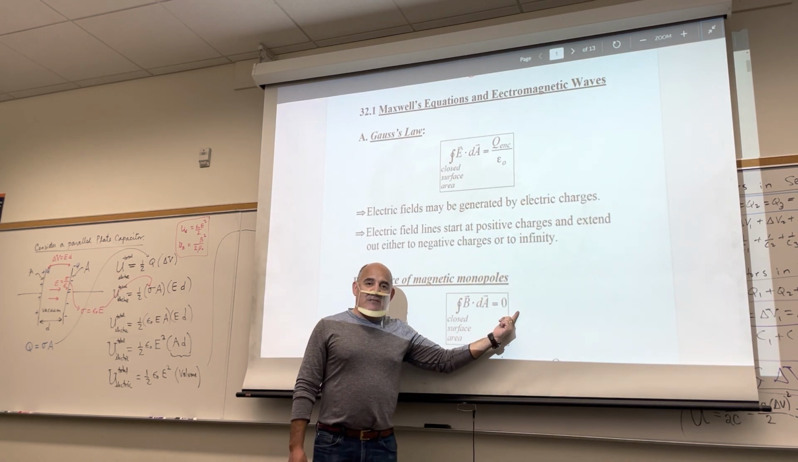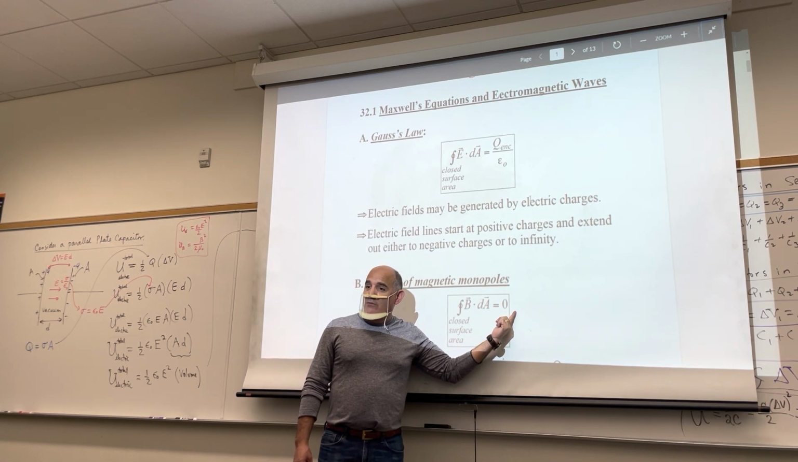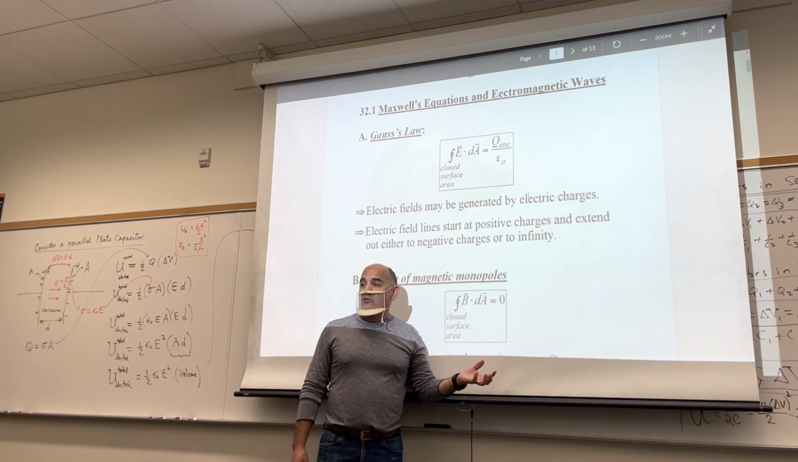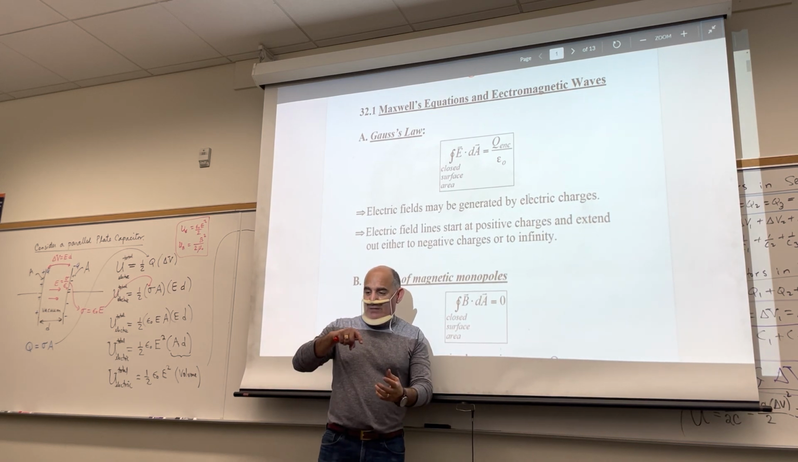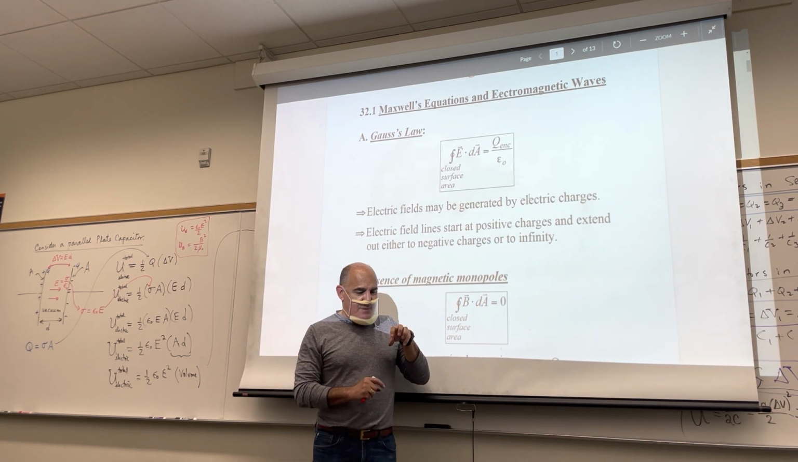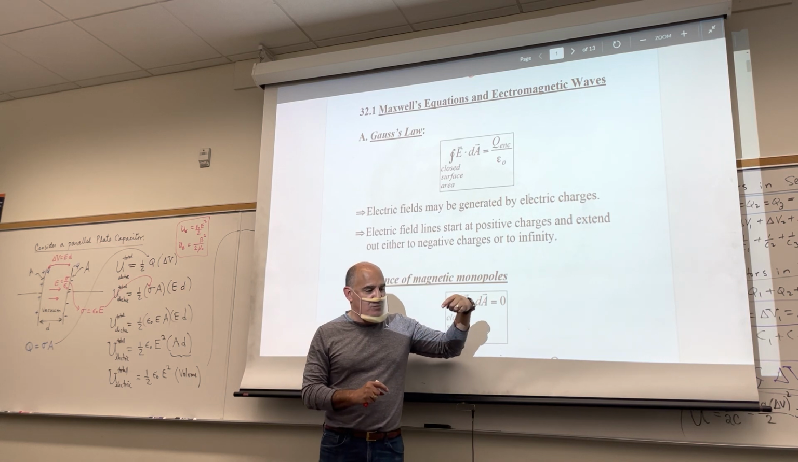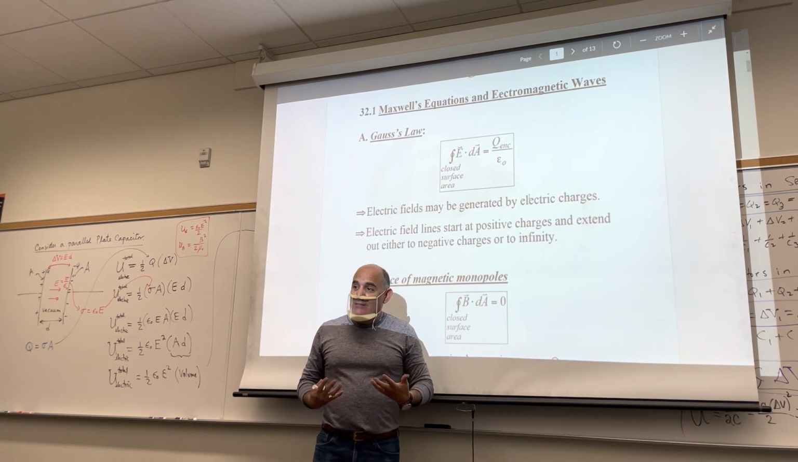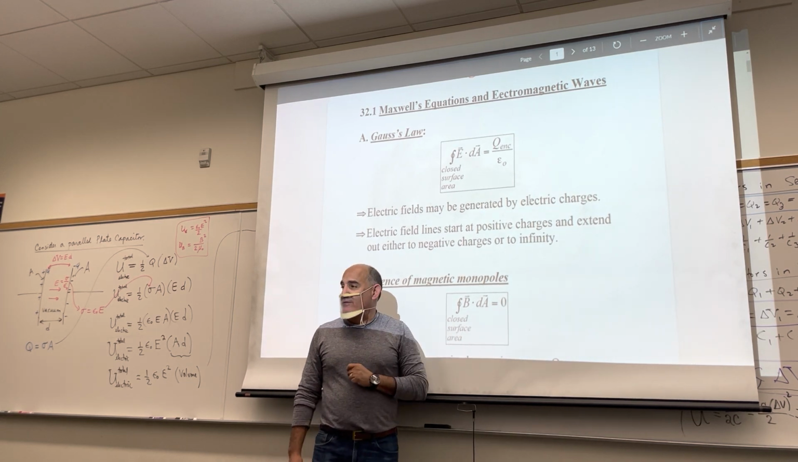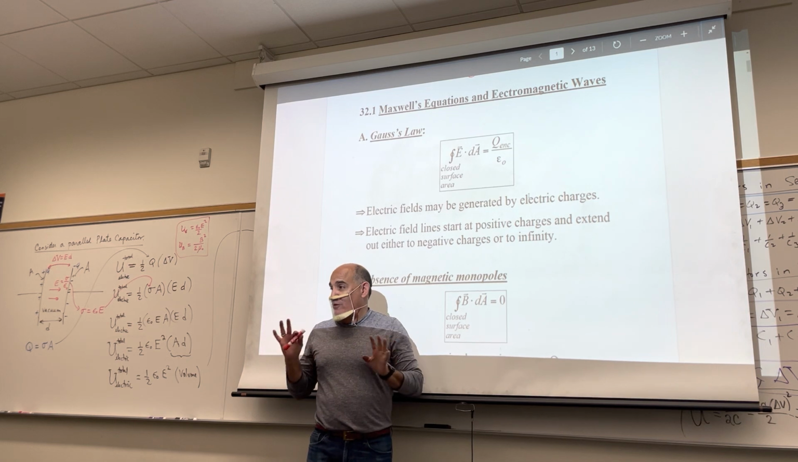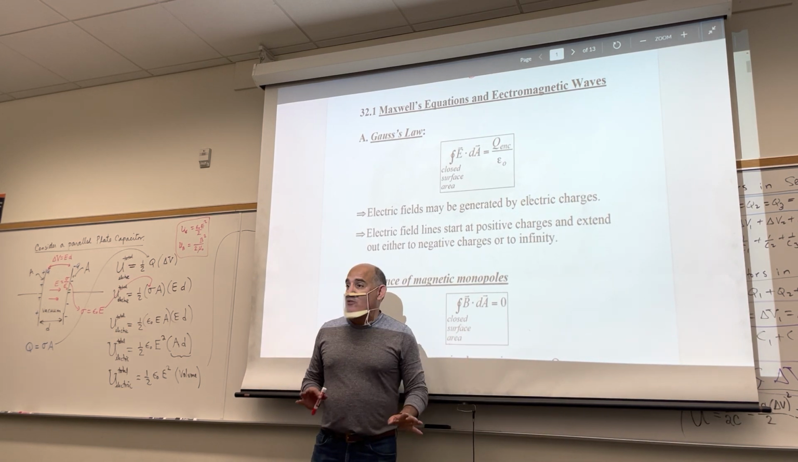If the right-hand side of this equation were not equal to 0, then there would be in nature magnetic charges. Just like electric charges give rise to electric fields, magnetic charges would give rise to magnetic fields. The problem is that there are no magnetic charges in nature, and that's why you have a 0 over there. Or at least, so far, we say there are no magnetic charges in nature.